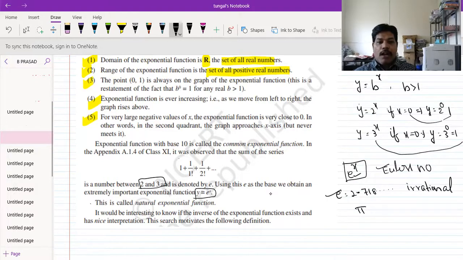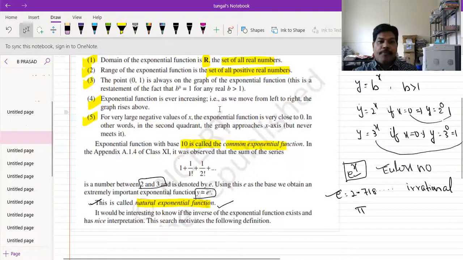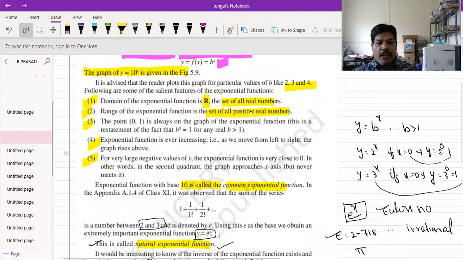So y is equal to e power x is called the natural exponential function. And if the base is 10, that is 10 power x, it is called the common exponential function. If the base is e, then it is called the natural exponential function. Understand, students? The domain is R, and the range is the set of all positive real numbers.